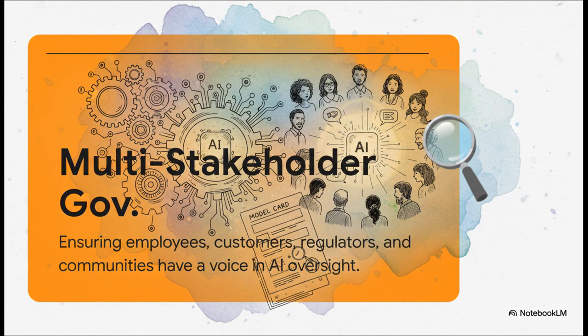So who decides when a model needs to be retrained? Who's minding the store? That's where multi-stakeholder governance comes in. The whole idea here is that no single group, not even the developers themselves, should have sole control. You need a system of checks and balances where employees, customers, regulators, and the communities actually affected by the AI all get a say. Each group sees different risks and brings a totally different and totally vital expertise to the table.